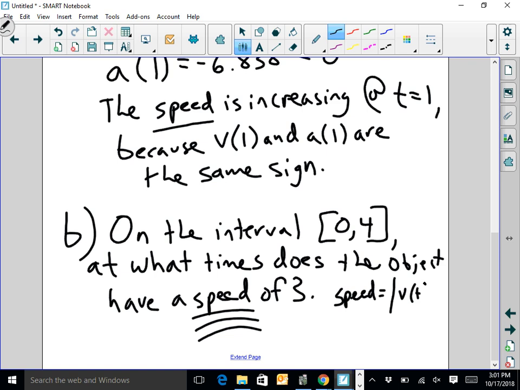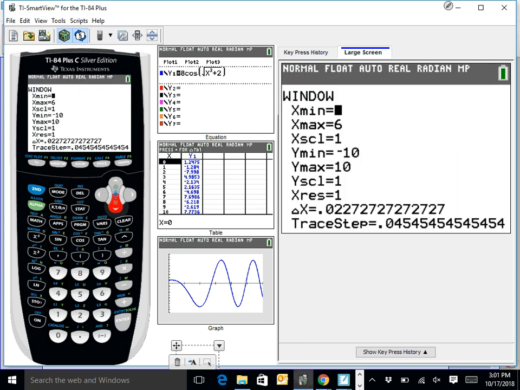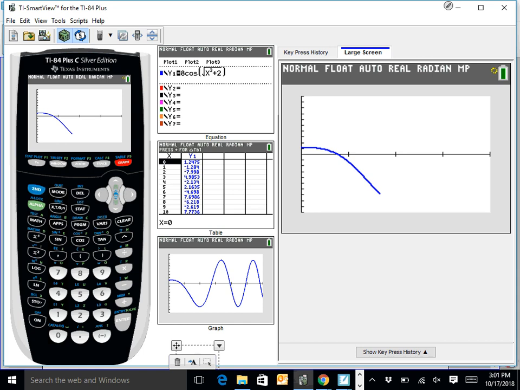So what different velocities could give us a speed of 3? Well, 3 obviously would, because the absolute value of 3 is 3. But so would negative 3. So going back to my graph here, first thing I want to do is shrink the window. I'm going to shrink my x min and max to 0, 4. Okay? And now I'm just going to take a look at this graph. And I need to figure out how many times this object hits a speed of 3, and at what times those occur.